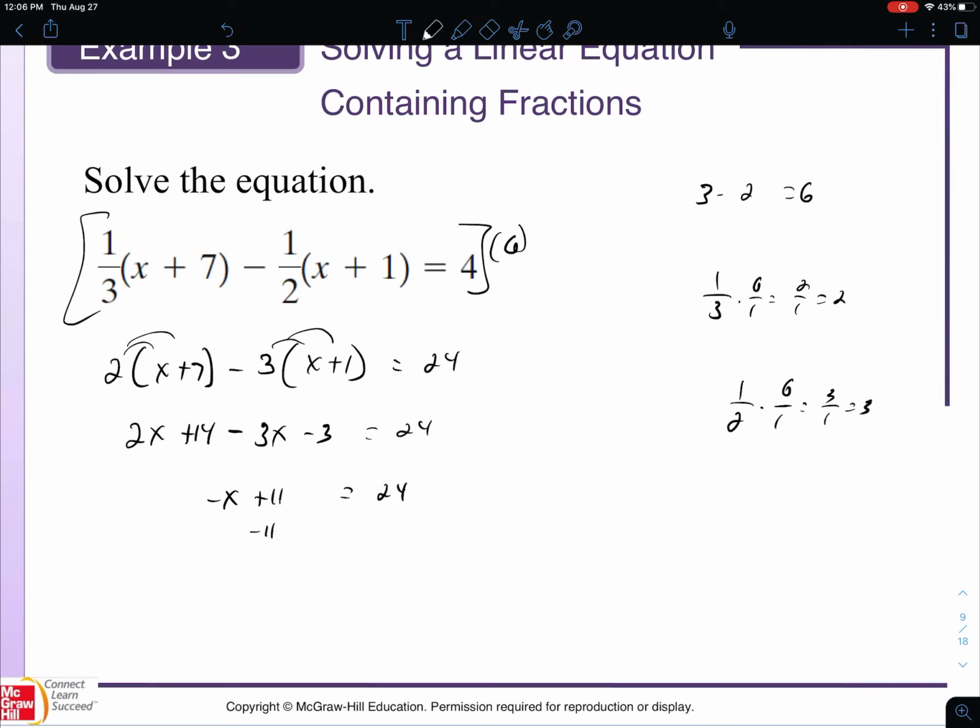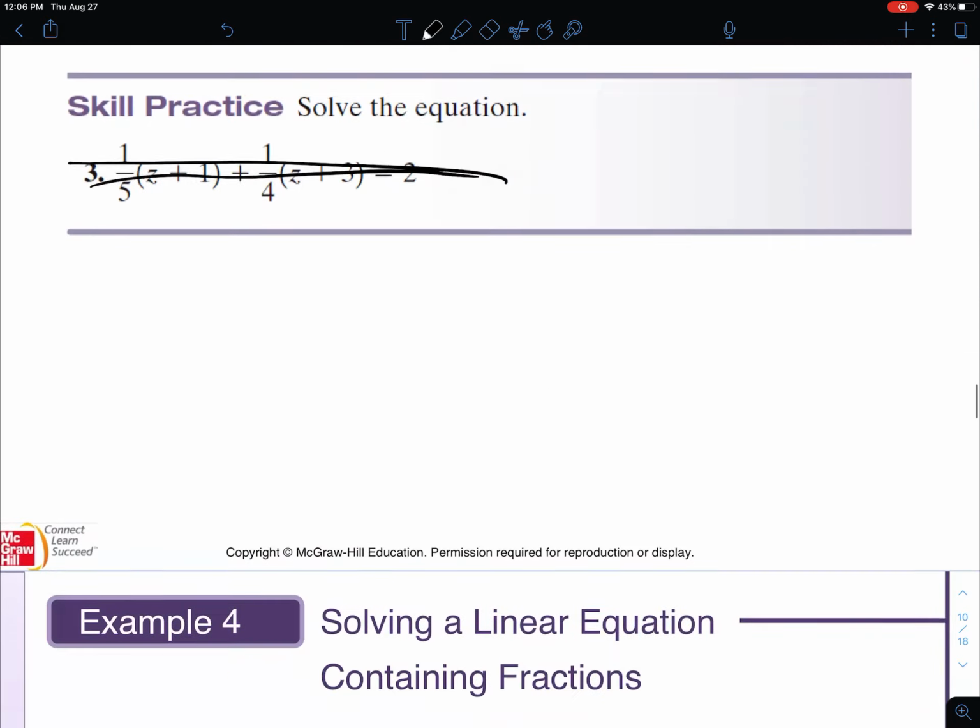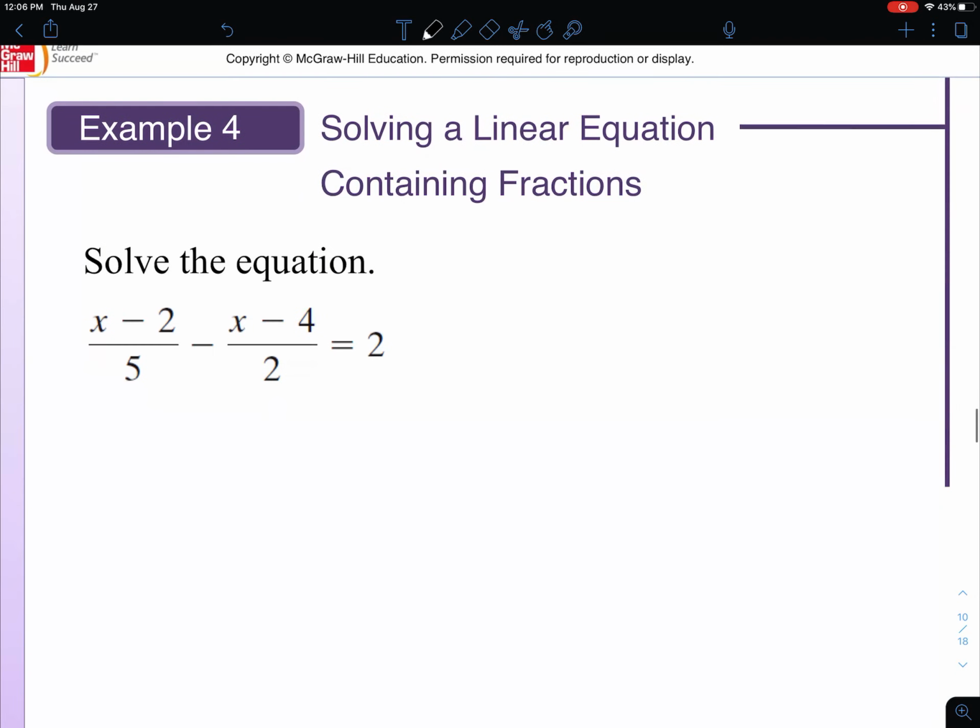So what I'm going to do is subtract 11 from both sides. So negative x is equal to 13. And x is equal to negative 13, because I have to multiply both sides by negative 1, since my final variable cannot be negative. So x is equal to negative 13 for this particular problem. All right, let's move on to this one.